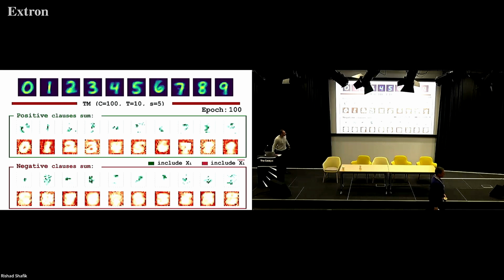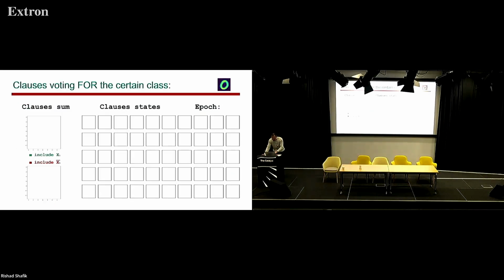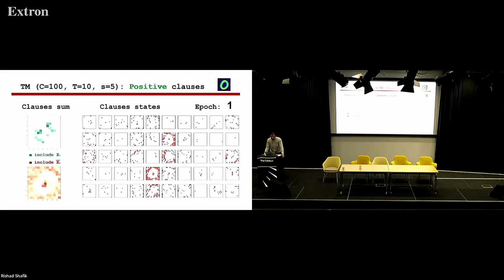And then the negative clause means that this is not, for example, this is not 0. So not 0 is when you have 1 in the center. Yeah. So this is definitely not 0. And again, you can see the positive and negative clauses. This heat map, you can get when you sum all of the clause outputs. It might be useful to look at each individual clause and see how it looks.